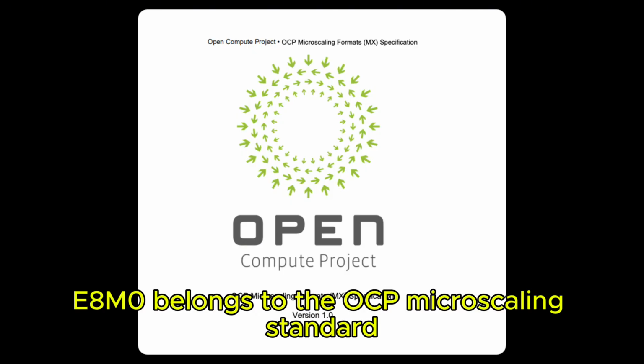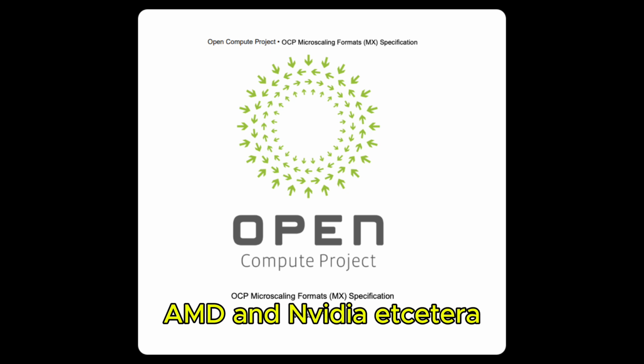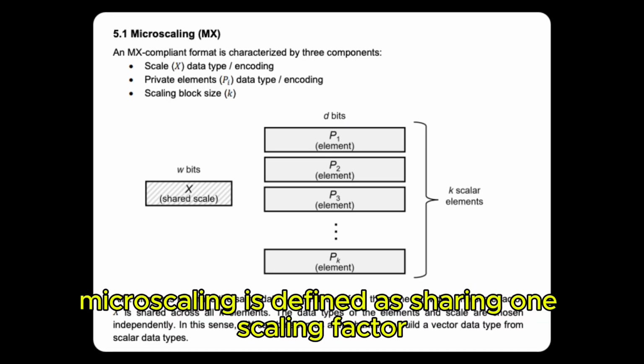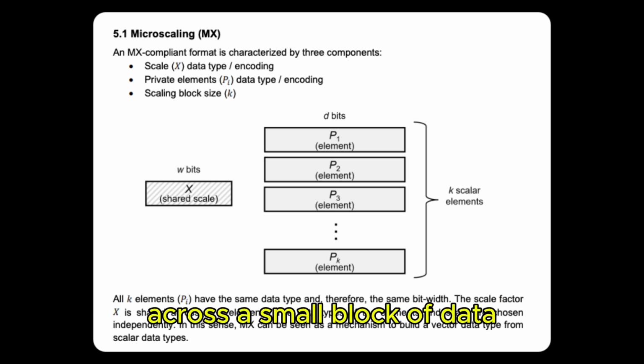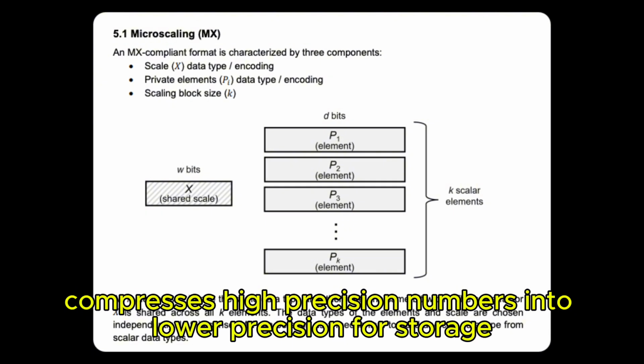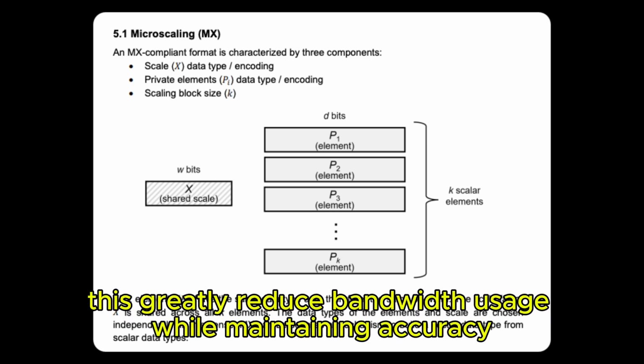First of all, UE8M0 belongs to the OCP microscaling standard. It's an open data format jointly proposed by giants like Microsoft, ARM, AMD, and NVIDIA, etc. Microscaling is defined as sharing one scaling factor across a small block of data. As you can see in this diagram, the X represents the data, and the scaling factor compresses high precision numbers into lower precision for storage, then restores them during computation. This greatly reduces bandwidth usage while maintaining accuracy.